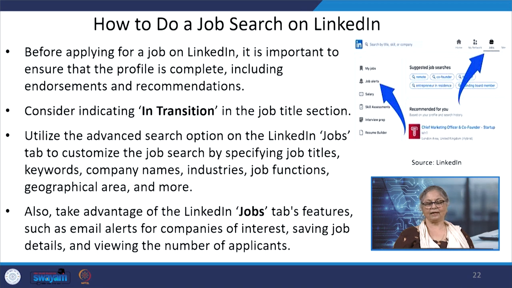We should also utilize different features of the LinkedIn Jobs tab, such as email alerts from companies of interest, saving job details, and viewing the number of applicants, etc. One should also ensure to edit the profile to match the job requirements. It is recommended that one should always apply with a tailor-made covering letter. We can also search for companies in our expertise area under the interests tab, following companies, but also keeping our job search activities private by adjusting our privacy settings.